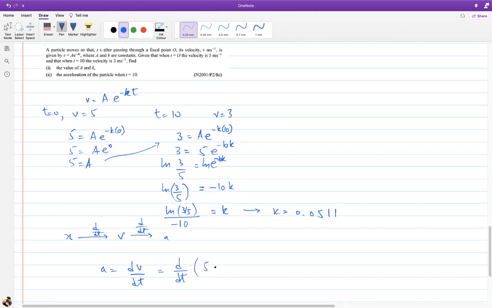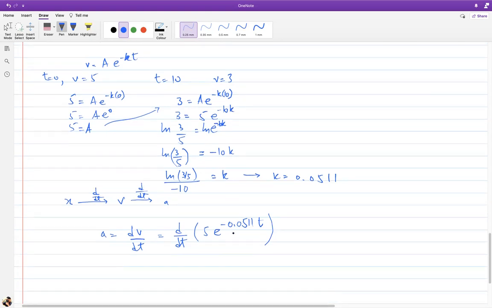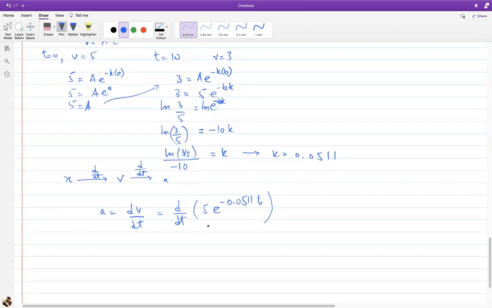The function is 5 e power minus 0.0511 t, because I plugged in the values from the last part. If somebody got the last part wrong and they just put some values in there, that's perfectly fine. They can just take the values that they had in the last part. So we know we want it for t is equal to 10, but we can't apply it directly. We first have to find the rate of change.